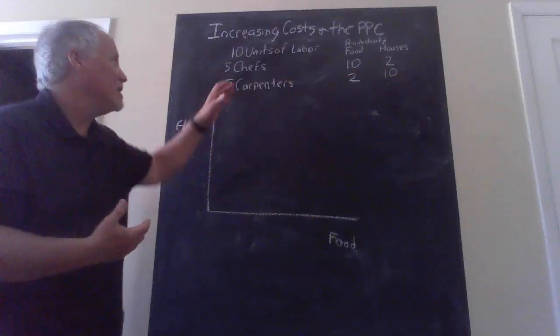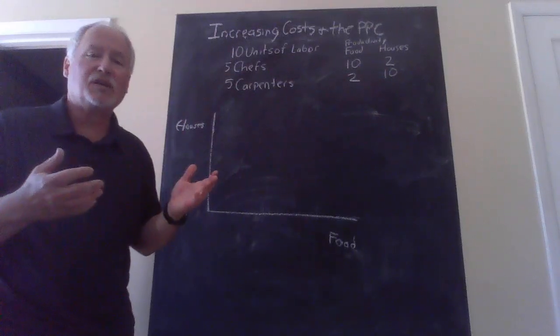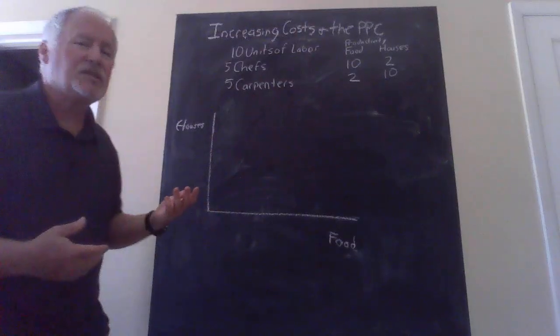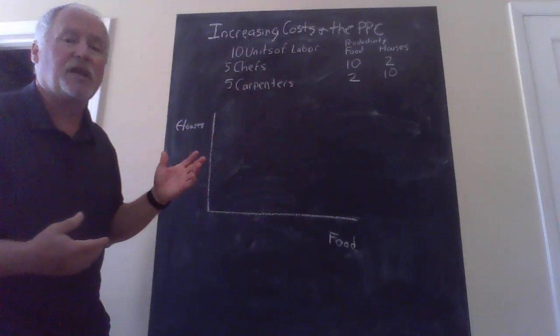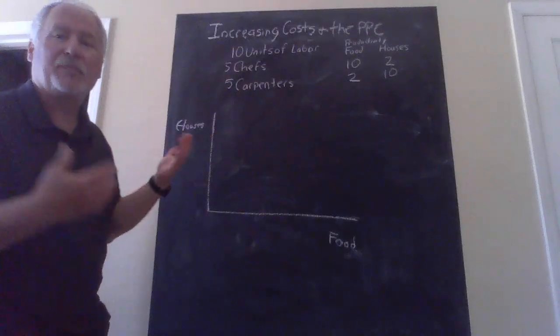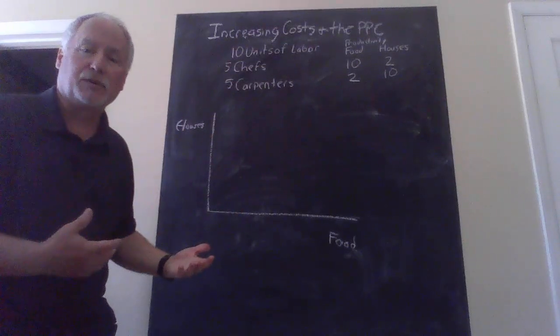So take the same idea, we have 10 units of labor, but now we're going to change the goods a little bit. I'm going to call them houses and food. And we're going to say we have two different types of labor. There are chefs, and then there are carpenters. And we happen to have 5 chefs and 5 carpenters.